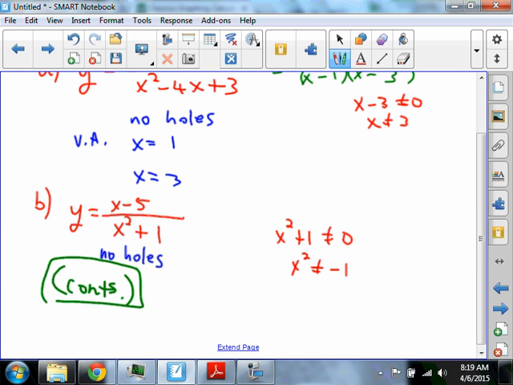There are no discontinuities because there's no real values for which the denominator would equal 0. Okay? I love continuous graphs. They're the bomb, diggity. They're the cat's meow.